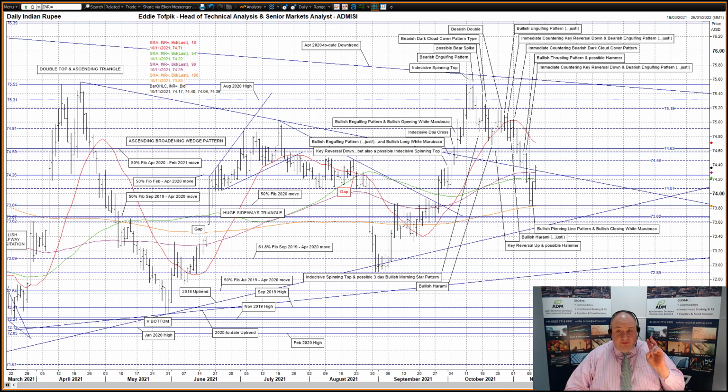They are twofold. The rising long moving average at 73.83 and the 50% Fibonacci line for the whole of 2020 at 73.84.